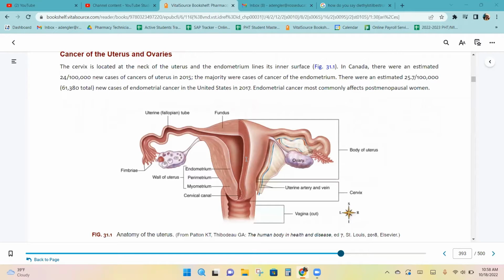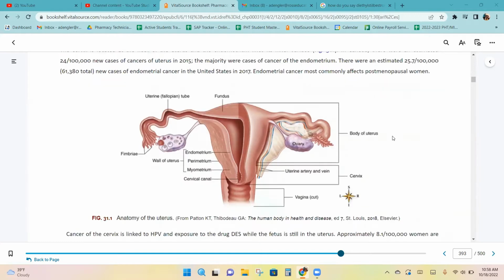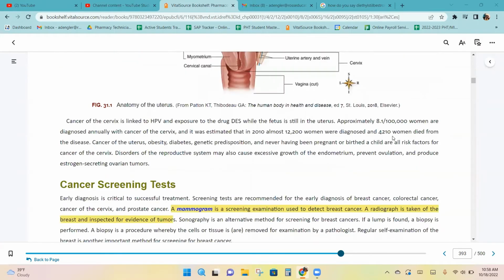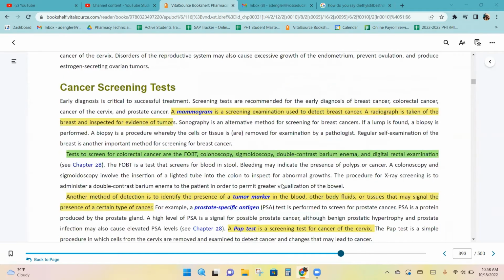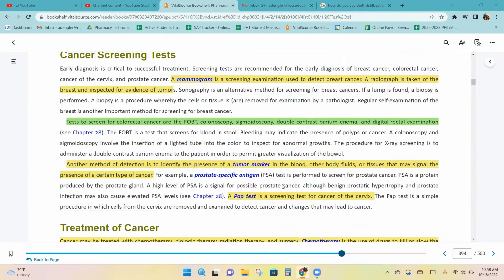The cervix is located at the neck of the uterus, and the endometrium lines its inner surface. Endometrial cancer most commonly affects postmenopausal women. Cancer of the cervix is linked to HPV and exposure to the drug DES while the fetus is still in the uterus. Early diagnosis is critical to successful treatment.